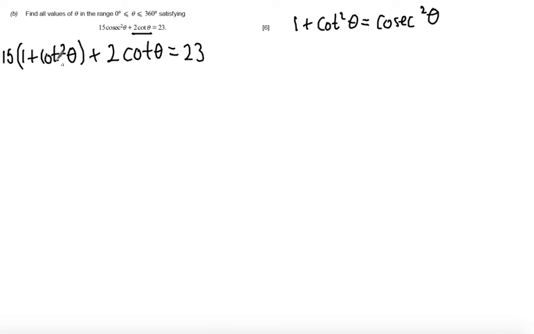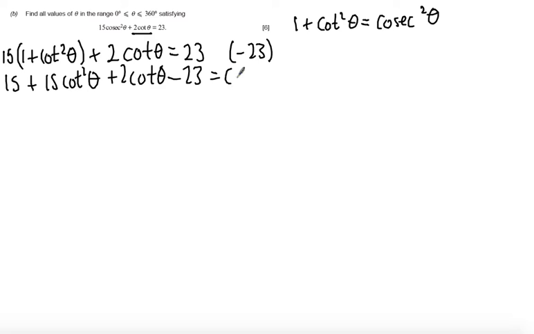It won't save you much in terms of time or writing. I can see that the quadratic term is going to be on the left hand side here, so I'm going to subtract 23 from both sides. So I get 15 plus 15 cot squared theta plus 2 cot theta minus 23 equals 0. And then just tidying up, 15 cot squared theta plus 2 cot theta. We get 15 minus 23 gives me minus 8 is equal to 0.